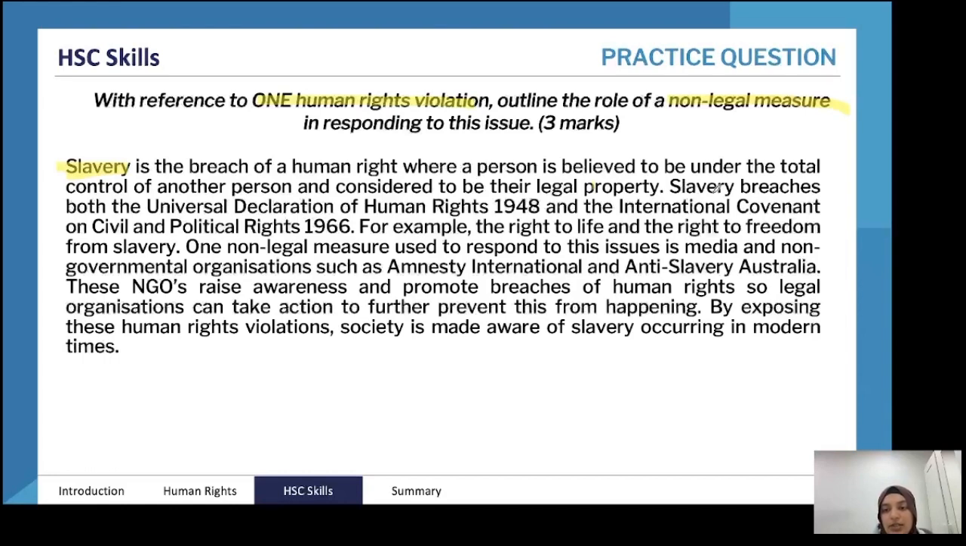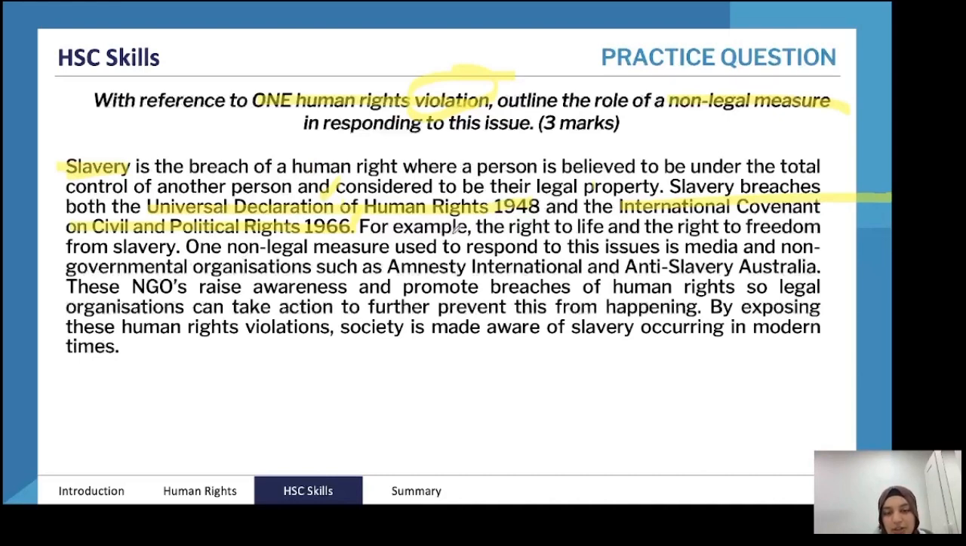We then move on to slavery breaches both the UDHR and the International Covenant on Civil and Political Rights, 1966. So it's saying exactly how this is a violation, right? For example, and they've actually got the relevant documents there as well. So that's also going to add on marks, because it's going to show the marker that this person knows what they're talking about and they've got that contemporary knowledge. And then they go into an example. So for example, the right to life and the right to freedom from slavery. So then they go into the non-legal measure part.